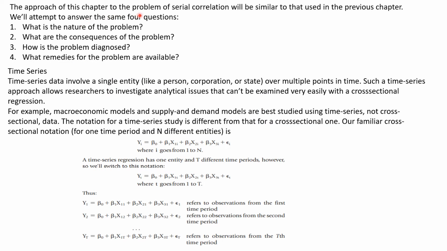The approach of this chapter to the problem of serial correlation will be similar to that used in the previous chapter. So here we will also attempt to answer the same four questions: what is the nature of the problem, what are the consequences of the problem, how is the problem diagnosed, and what remedies for the problem are available. But before I go to the main concept, first we need to know what is time series.